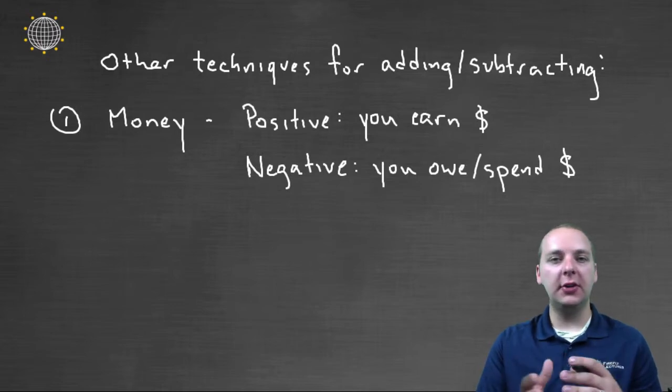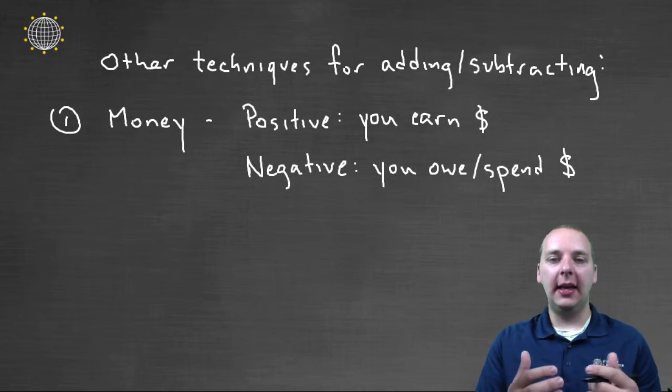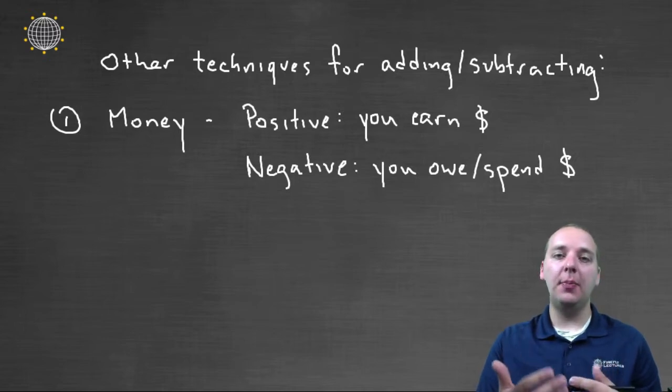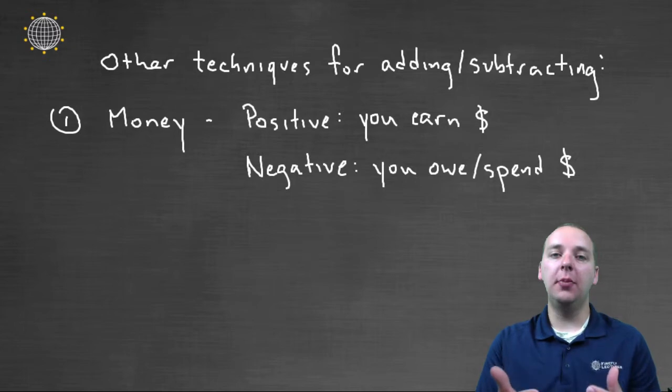Now, different instructors teach this different ways. I'm going to show you a couple ways, but one way that I really like, which is very informal but does the trick, is to think about money, because money is something that we deal with every day. When you think about adding a positive number, you can think about earning money, maybe from a job or selling something, but you can think about negative numbers as owing or spending money, and that makes it very easy to think about.